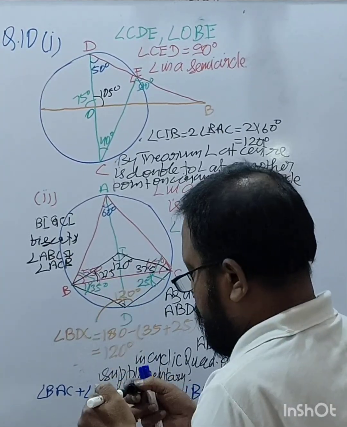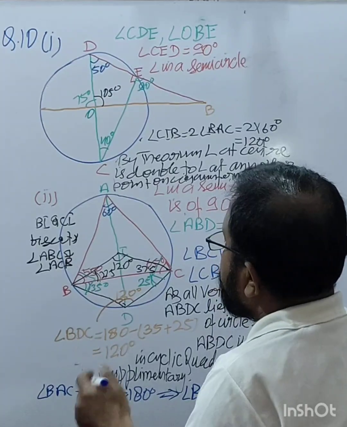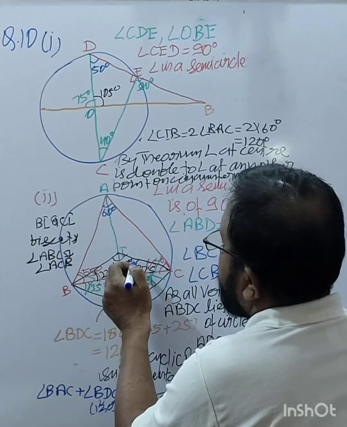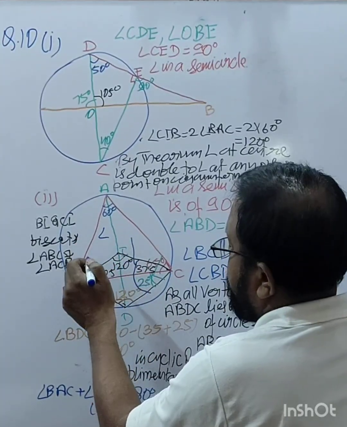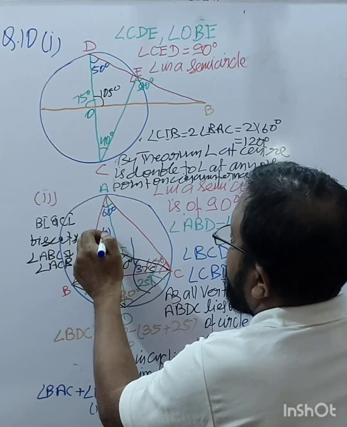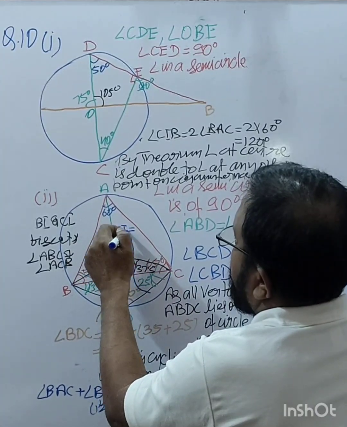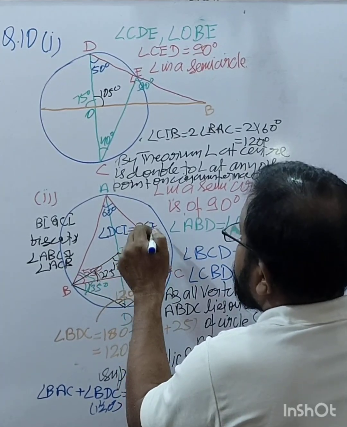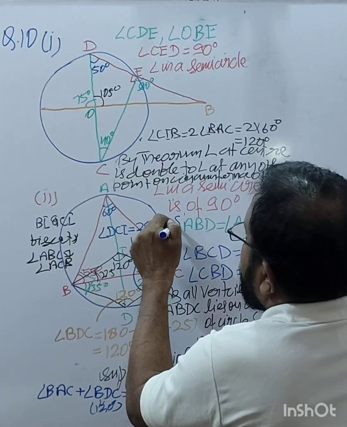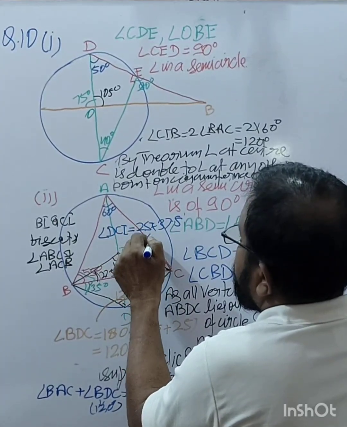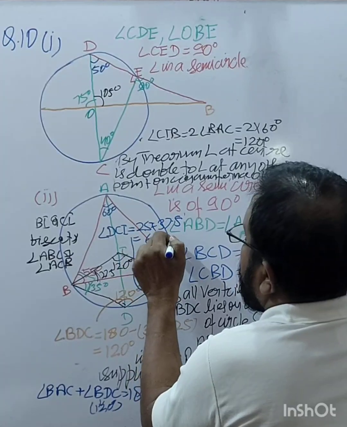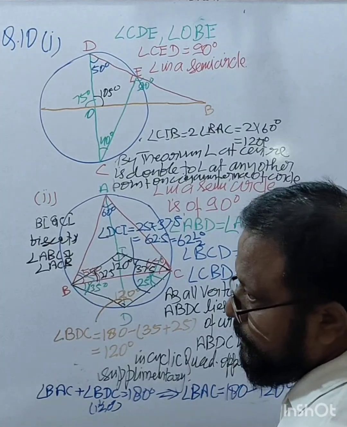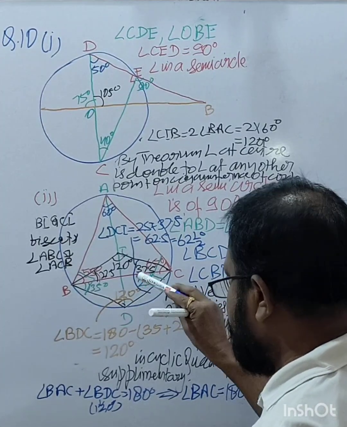And when you add these two, right? So you will get angle DCI is equal to 25 plus 37.5, 62.5 or 62 whole 1/2 degree. What is your answer? 62 whole 9. So this we have done.